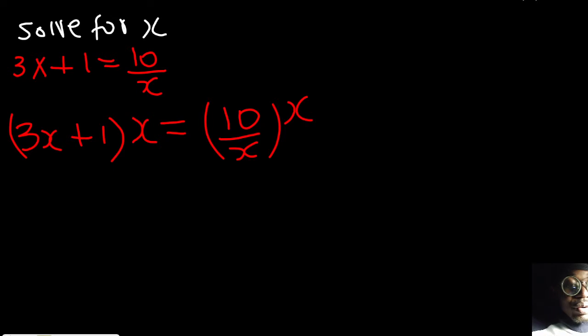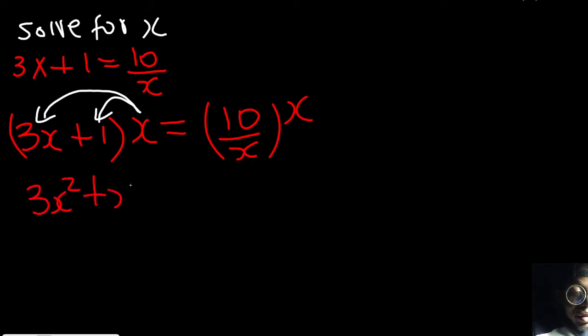All right, so on this side we are going to distribute the x into the bracket, and let's just get the result of this. It is going to be 3x squared plus an x is equal to, on the right hand side we're going to divide the x by x, and that results in just 10.